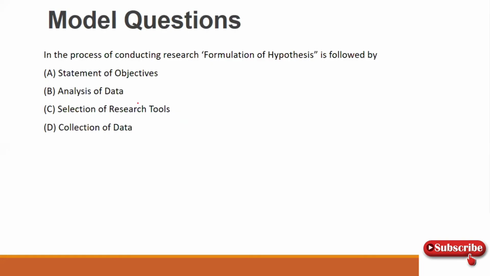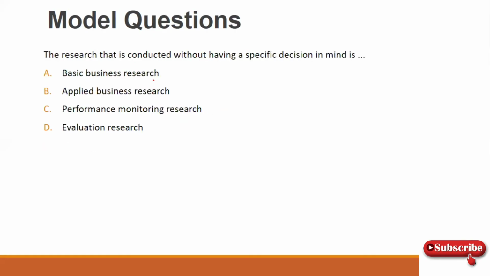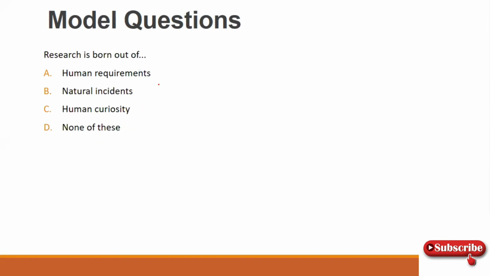Next, in the process of conducting research, formulation of hypothesis is followed by, once the hypothesis is formulated, then we can select the research tools. So the answer is selection of research tools. Then a research paper is a brief report of research work based on both primary and secondary data. The research that is conducted without having a specific decision in mind, that type of research is basic business research. Research is born out of human curiosity.